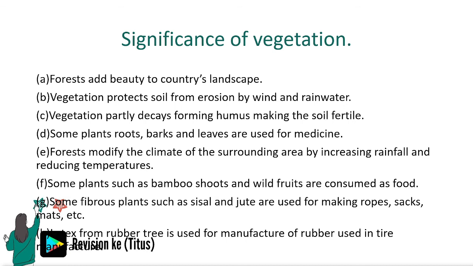Forests modify the climate of the surrounding area. They create some microclimates. Some plants such as bamboo shoots and wild fruits are consumed as food. Some fibrous plants such as sisal and jute are used for making rope, sacks, mats, etc. So this is latex. Latex from the rubber tree is used for manufacture of rubber used in tire manufacture.